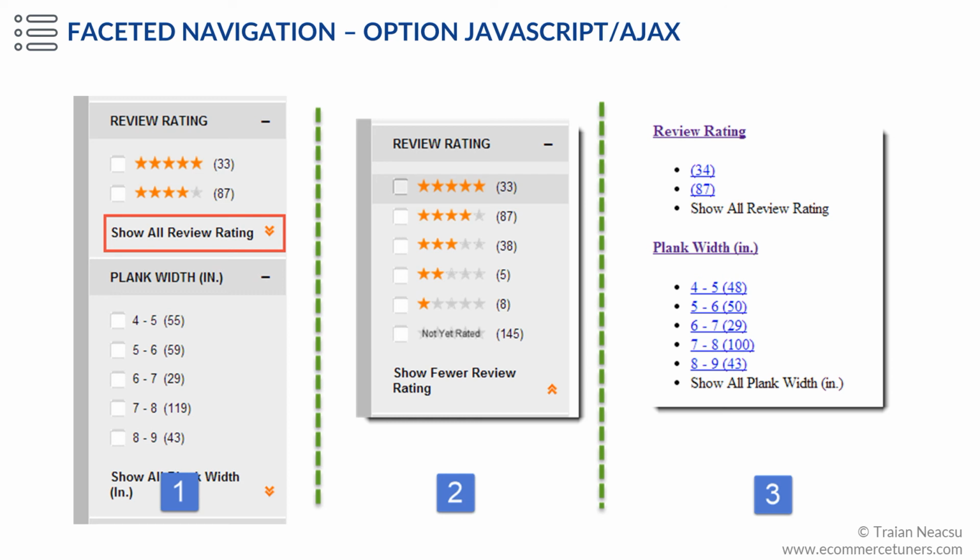However, the Show All Review Rating is not a link for search engines. This will effectively limit the number of URLs search engines can discover, which may be good or bad depending on your situation. If your target market searches for laminate flooring 3-star reviews, then you need to make the corresponding link available to bots. Similarly, you can obfuscate entire filters or just some filter values.